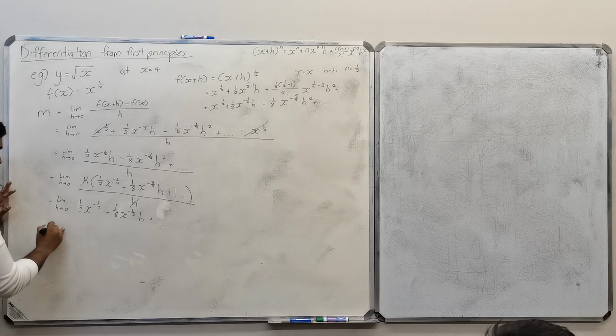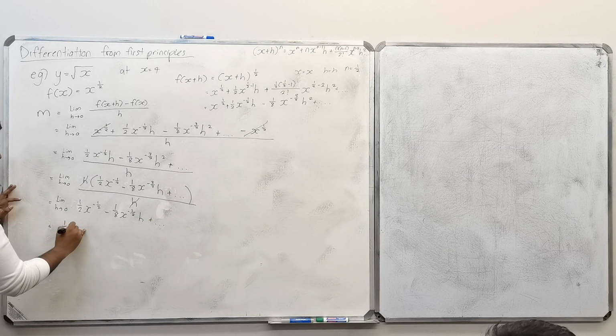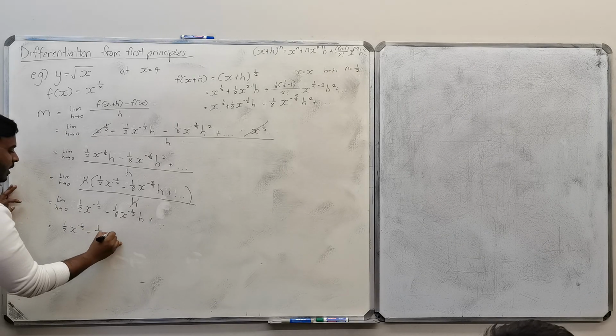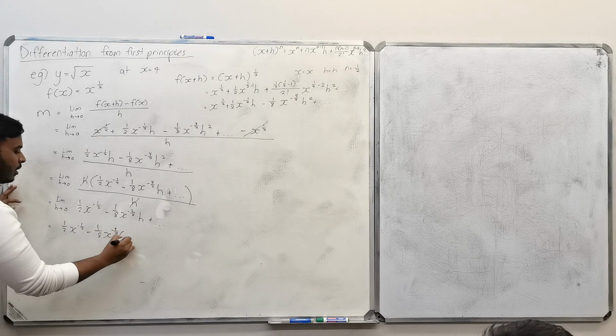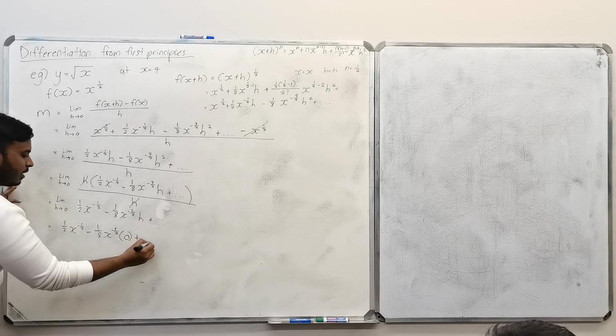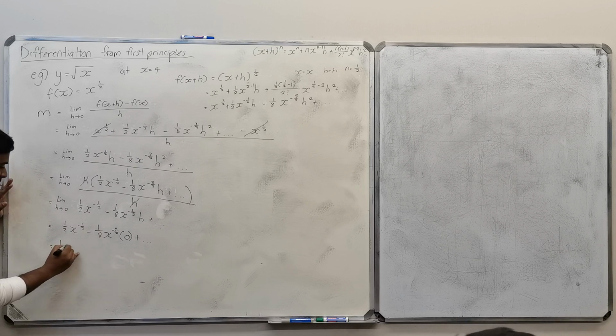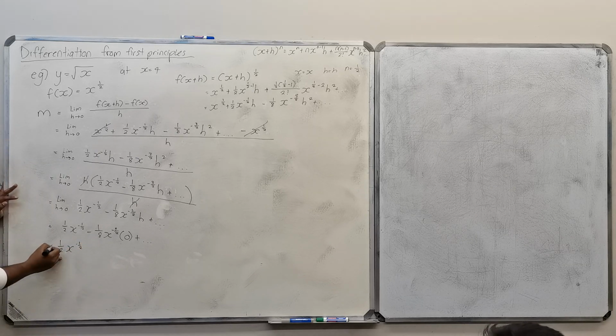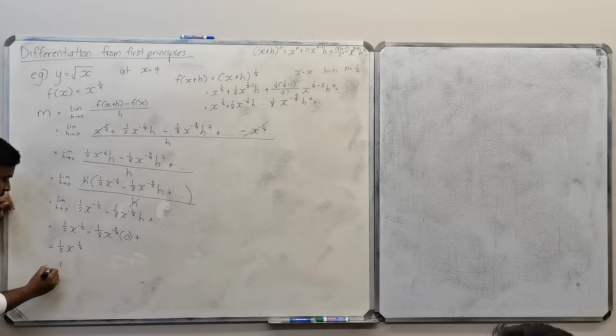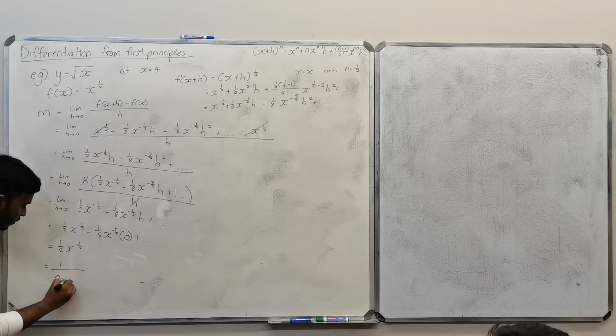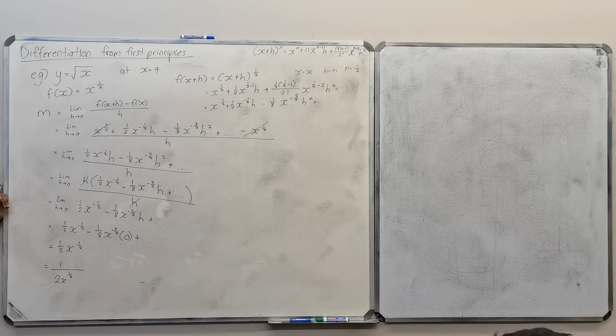So what's going to happen? You're going to end up with half x to the minus half minus 1 over 8 x to the minus 3 over 2 times 0, plus whatever powers later on. So what's going to happen? Basically all your h terms are going to cancel. So you're left with half x to the minus half. You can also write it as 1 over 2x to the power half.